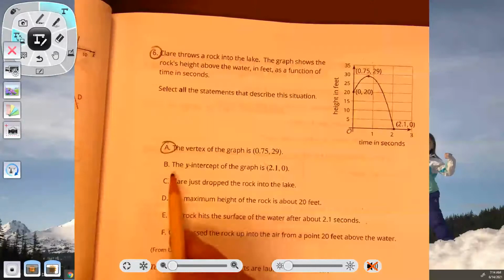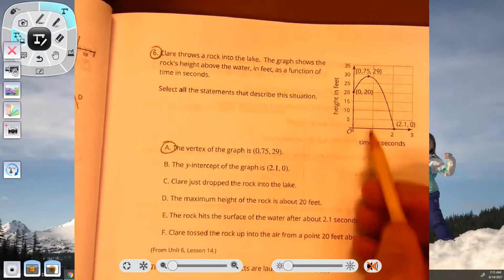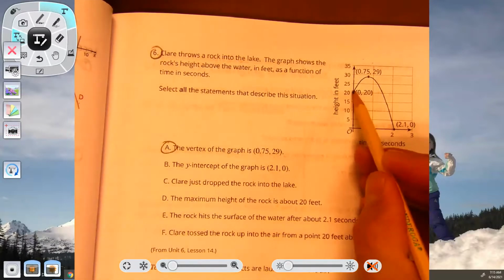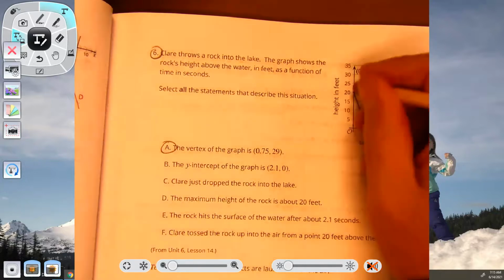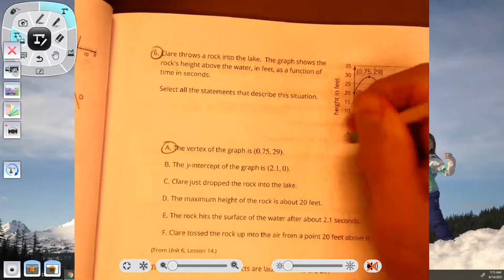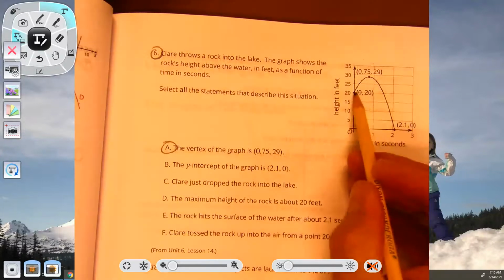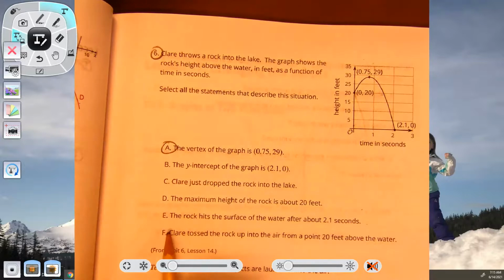So this one's true. The y-intercept of the graph is 2.10. That would be like right here, and that's not true. Claire just dropped the rock in the lake, which means if she's right here, she dropped it, it'd be like, bloop, right? So we know that's not true, because the rock went up. The maximum height of the rock is about 20 feet. Well, that's right here. That's not the maximum. The maximum is way up here, so that's not true either.